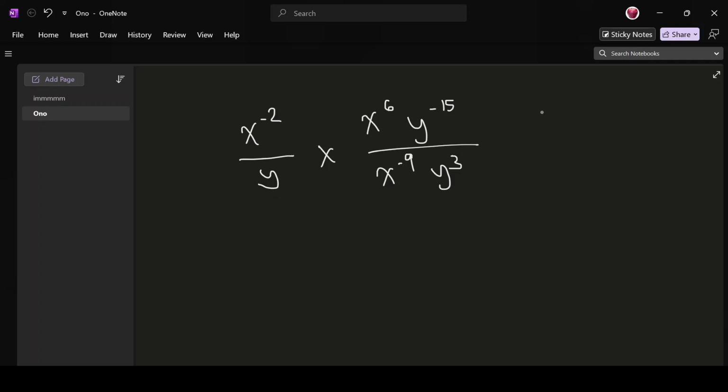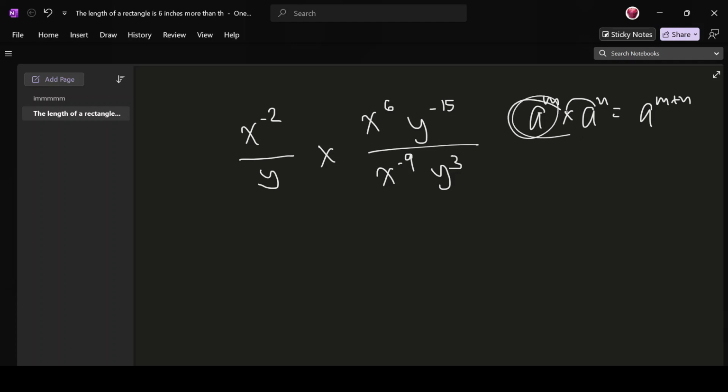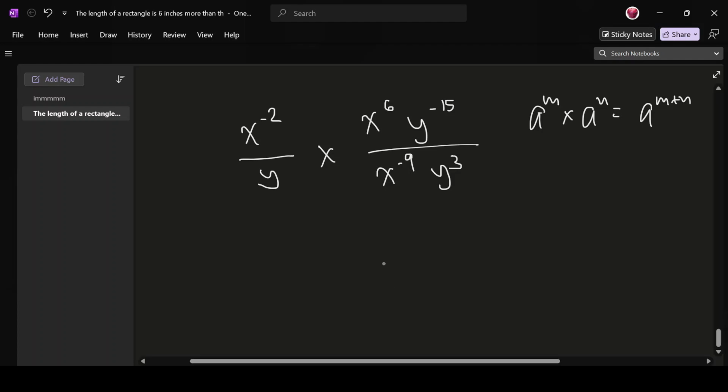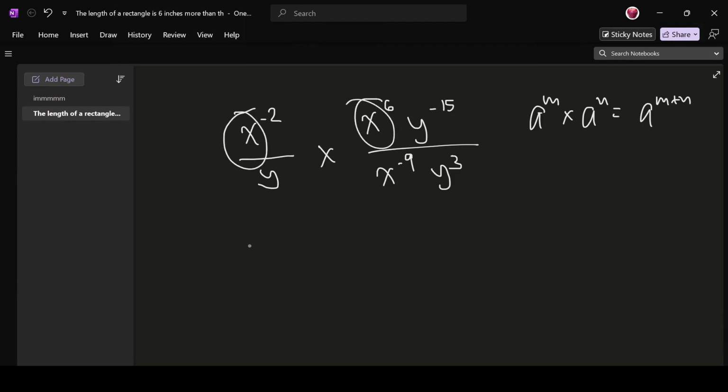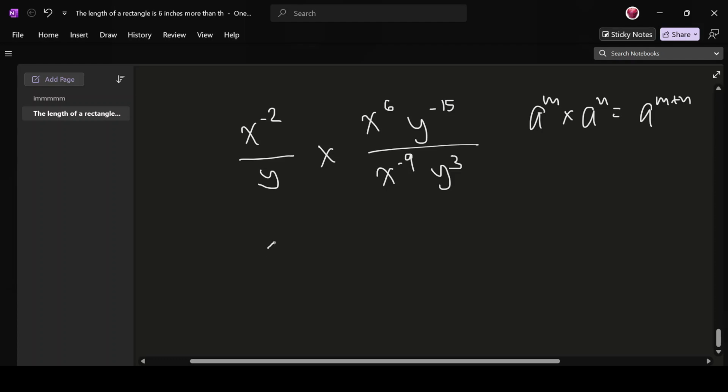We bring back this law, a to the power of m times a to the power of n is equal to a to the power of m plus n. If you have the same base multiplied by the same base, and it has a power, an index, you can just keep the same base and add the index. So in this case, there's an x and there's an x, so we can apply this law here.